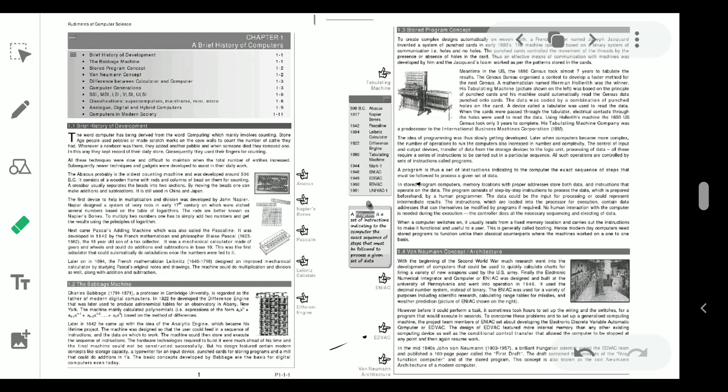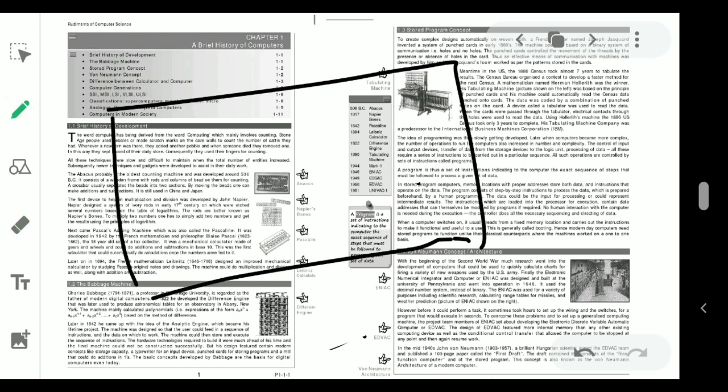Now come to the next part, the Pascal adding machine, or you can say the Pascaline. It was developed in 1642 by the French mathematician and philosopher Blaise Pascal. It is a mechanical calculator made of gears and wheels, and it can do addition and subtraction in base 10. It was the first calculator that could automatically do the calculation once the numbers were fed in. It is something like this kind of machine, I'm drawing it.